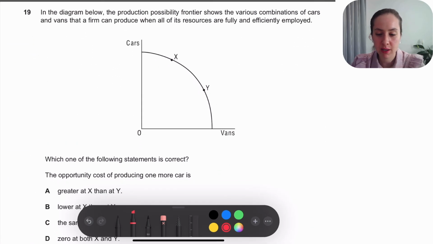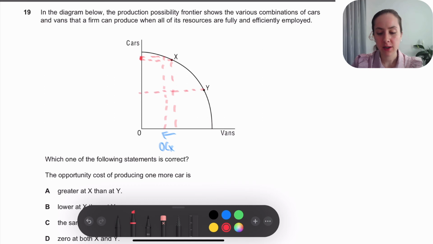So the PPF, we're looking at cars and vans, and we need to look at the opportunity cost. To make one more car, let's just say this is one more car, to make that extra car, the company has had to sacrifice making this many vans. That's been the opportunity cost at X.